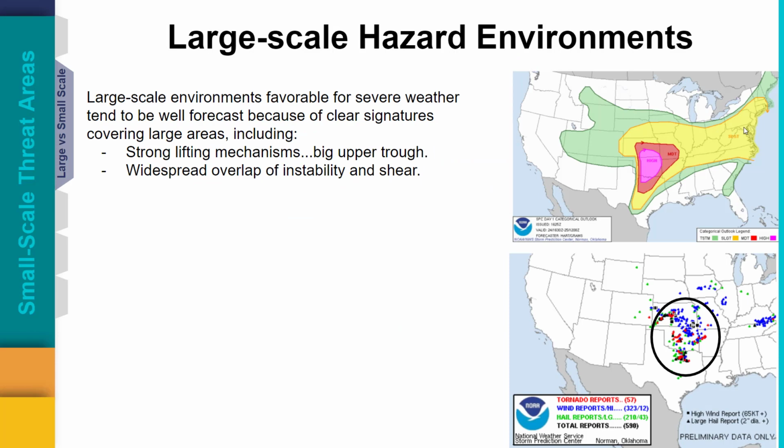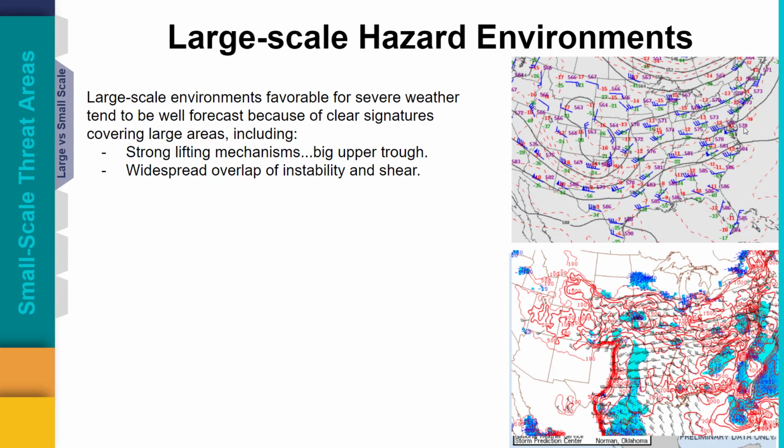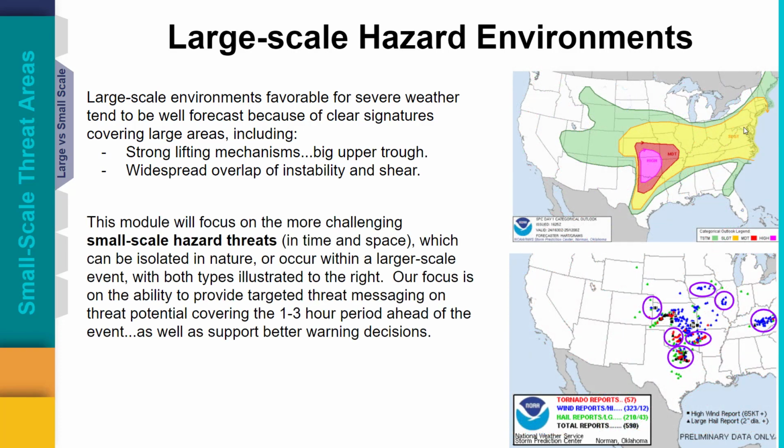Large-scale environments favorable for severe weather tend to be well forecast because of clear signatures covering large areas, including strong lifting mechanisms, such as a big upper trough, and widespread overlap of instability and shear. This module will focus on the more challenging small-scale hazard threats in time and space, which can be isolated in nature or occur within a larger scale event, with both types illustrated on the lower image to the right. Note the clustering of high-impact events in Texas and Oklahoma within a large-scale severe weather outbreak, as well as clusters of events outside of that area from Iowa down to southern Kentucky.